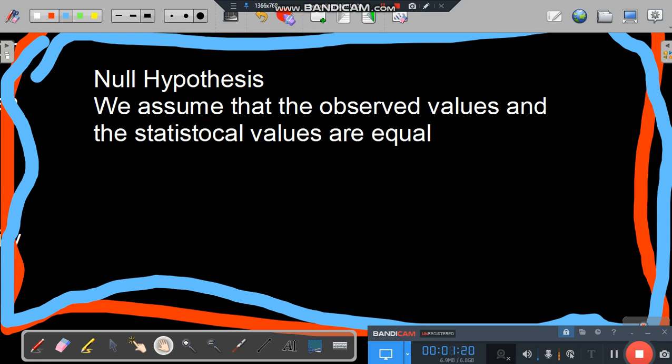Now look at that. We assume that the observed values and statistical values are equal. So what do you mean by observed values, and what is meant by statistical values? The observed values are the values from the observed situation, the observed values for the given situation. There would be a formula, and from that formula we can get some values. That's called observed values.